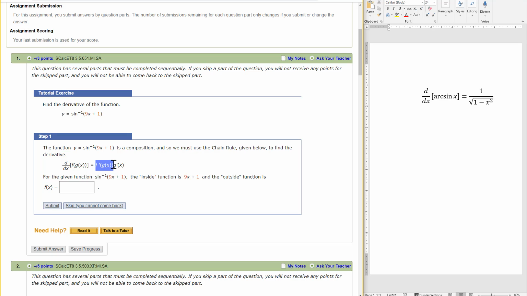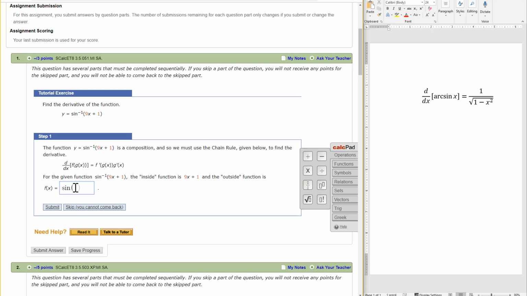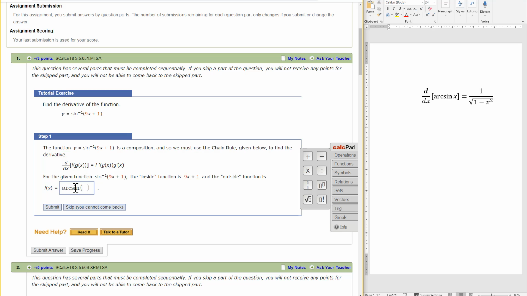The derivative of the outer function, and we have to evaluate it by the inner function, times the derivative of the inner function. So in this function, the inside function is going to be the thing that's inside of the arcsine, or the sine inverse. That's 9x plus 1. And then the outside function is going to be our sine inverse. Let's see if they take arcsine. Yep, they do. So it's the arcsine of the function.